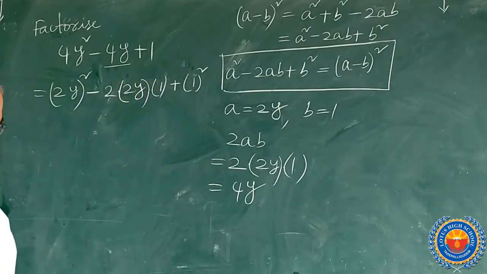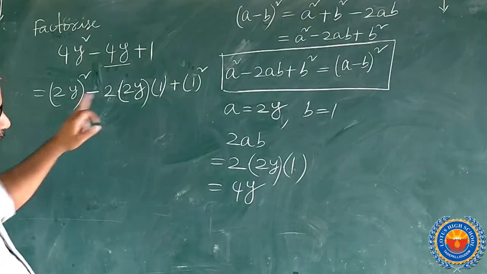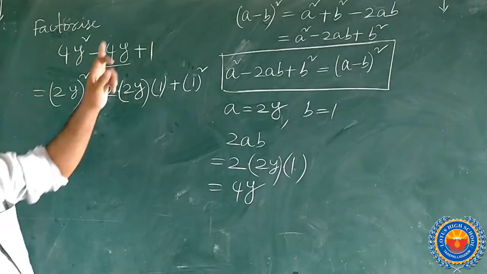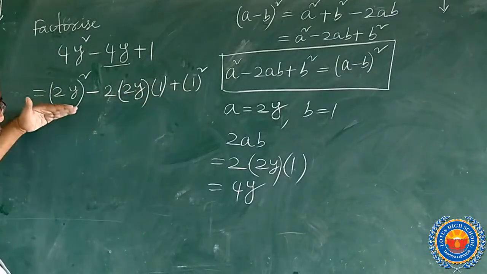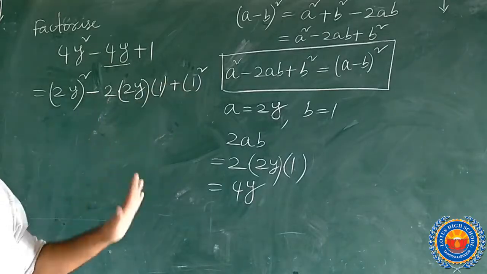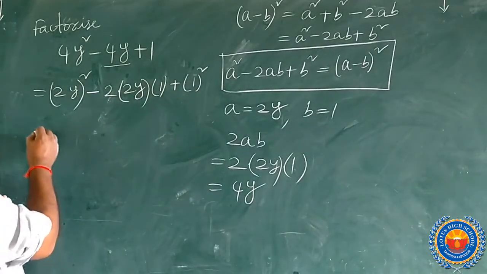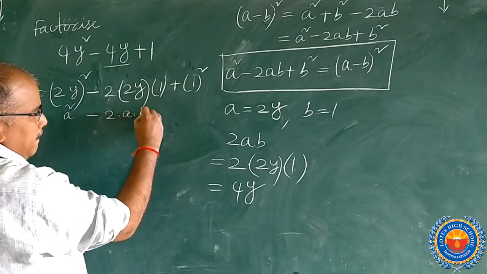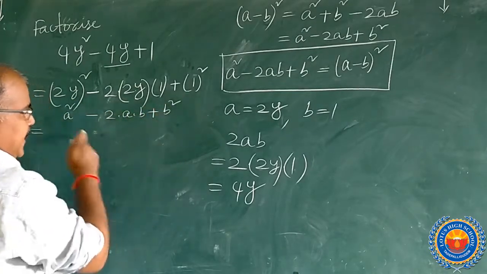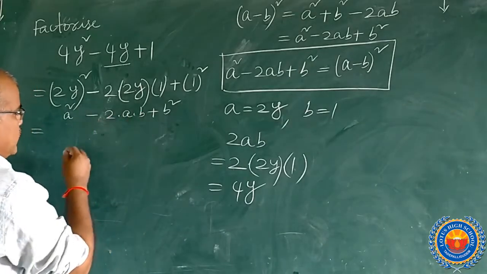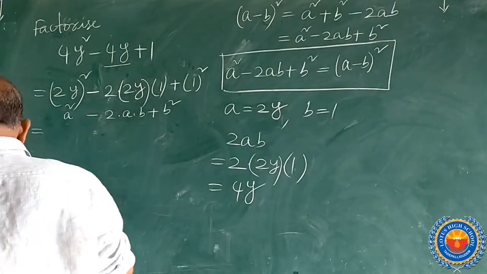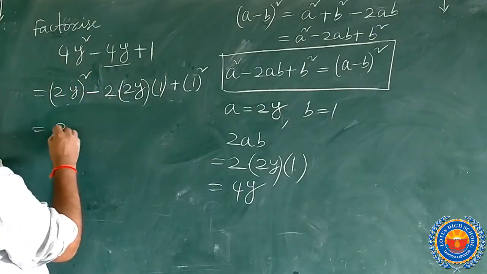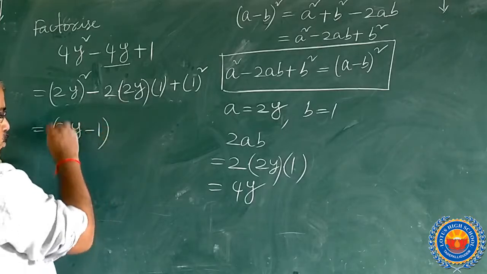Now it looks like a square plus b square minus 2ab, or a square minus 2ab plus b square. If you want, you can write the a square term first, plus b square minus 2ab also, no problem. So finally it looks like a square minus 2ab plus b square, that is nothing but a minus b whole square, which is equal to 2y minus 1 whole square.